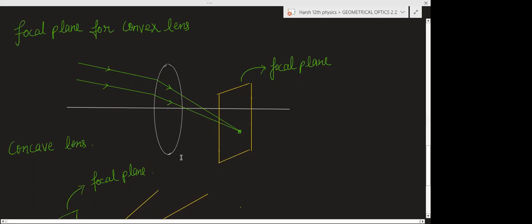Harsh, what is this white color line showing? This line? Principal axis. Yeah, very good. Principal axis.